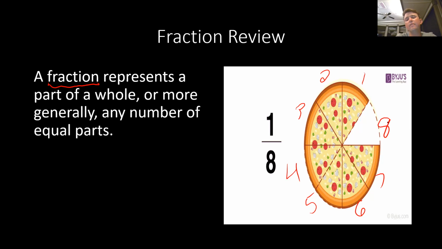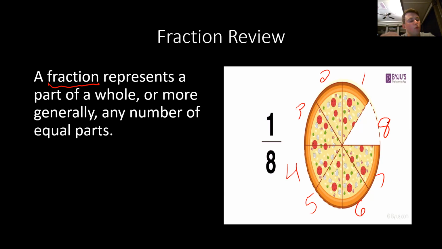So we would have 8 slices, but one of the slices is eaten. So we have 1/8 because we have 8 total slices and 1 slice was eaten. So the fraction of the pizza that was eaten would be 1/8. So we can represent a fraction that way.